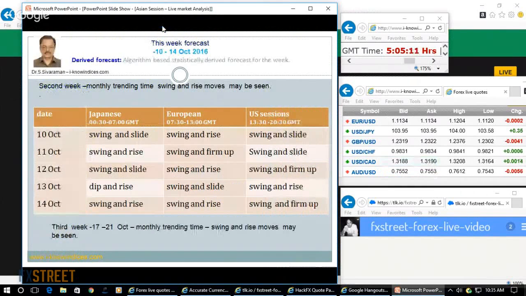Now the forecast for this week. And yesterday, 10th of October, they made the slide during the Japanese session, and then rose up, and again made the slide during the US session. And again today, at the start, they made this drop in the case of Euro and GBP. Nominally, you can see that GBP has dropped about 40 pips, the Euro has dipped about 1 or 2 pips. And then again, nominally, in the case of USD yen and also CHF.